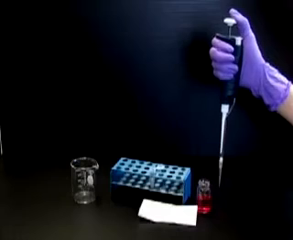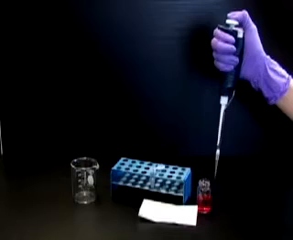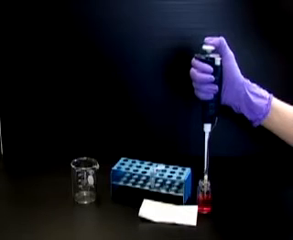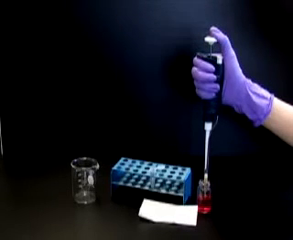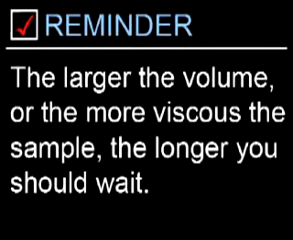To draw sample into the plastic tip, depress the plunger until resistance is felt. Hold the PipetteMan vertically and immerse it into the sample. After the tip is immersed, slowly release the plunger to draw liquid into the tip. Wait a few seconds to ensure that the full volume of sample is drawn into the tip. As a guide, wait 1 second for the P2 to P200 PipetteMan and 2 to 3 seconds for the P1000. The larger the volume or the more viscous the sample, the longer you should wait.